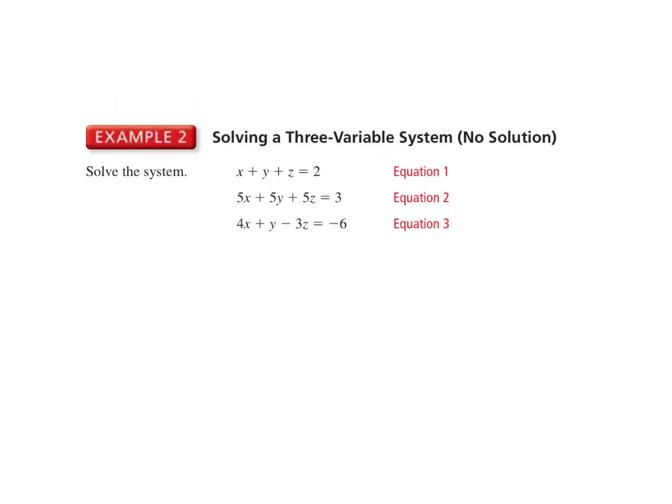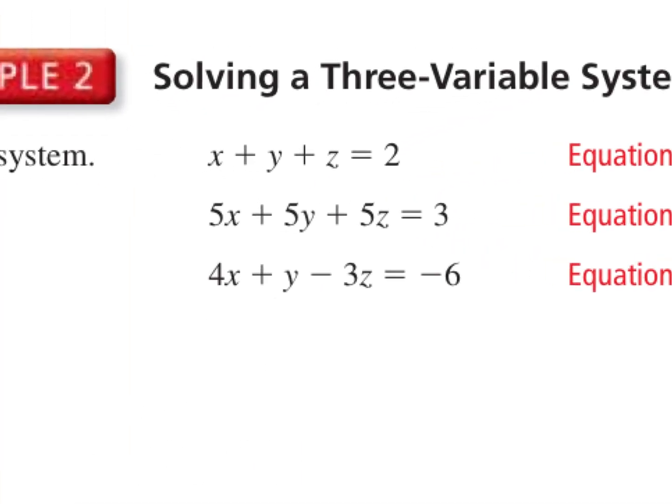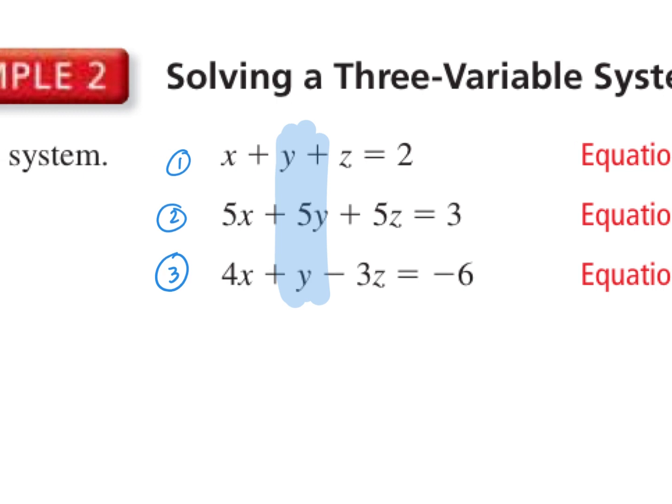So remember, we want to pick a variable, either x, y, or z, and stick with that one to eliminate. So which variable do you want to eliminate? We can pick y, that works. Remember, you can pick any of your variables. Some of them will be a little bit easier to eliminate than others, but there is no wrong answer. You can choose whichever one you want to eliminate. So we want to eliminate the y's.